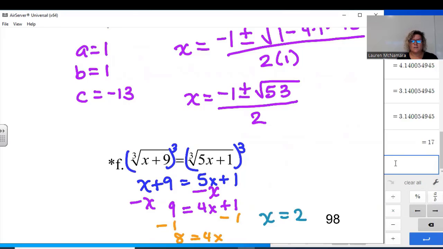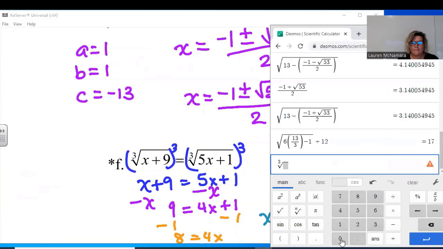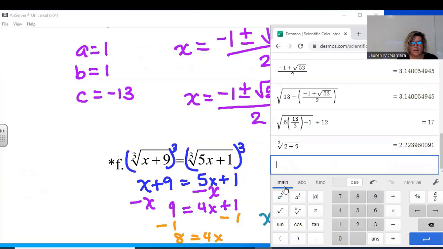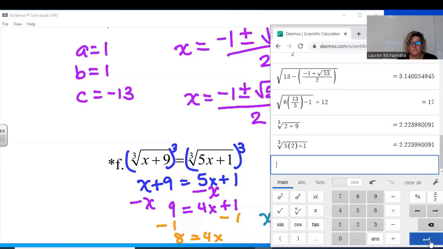Checking my solution. I have the cube root of 2 plus 9. Enter. And then the cube root of 5 times 2, and then plus 1. I get the same thing on both sides.